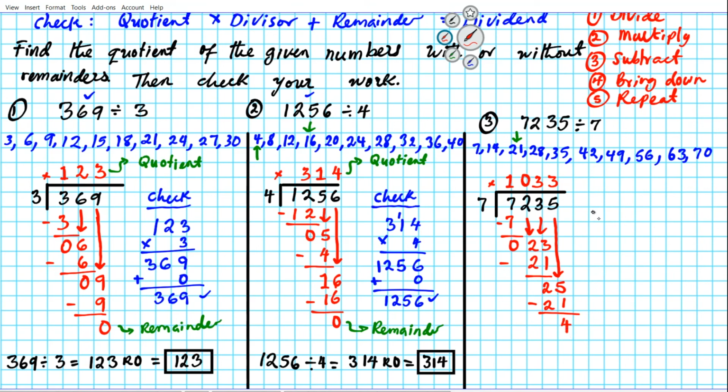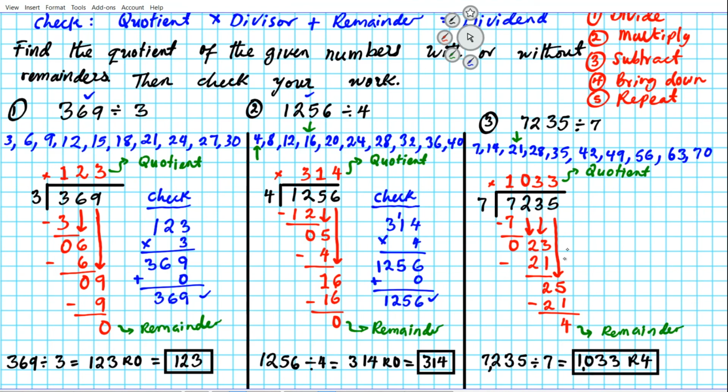All right? Okay, so let's talk about what the significance of what we have here is. This number right here is your quotient. And then this number is your remainder. So what is the answer to our question? 7,235 divided by 7 is 1,033 remainder 4. That, ladies and gentlemen, is the answer.